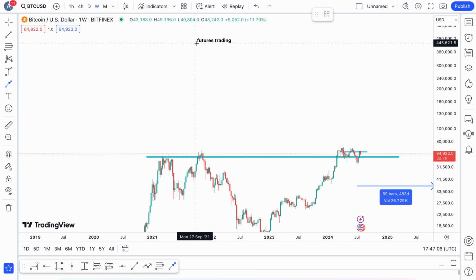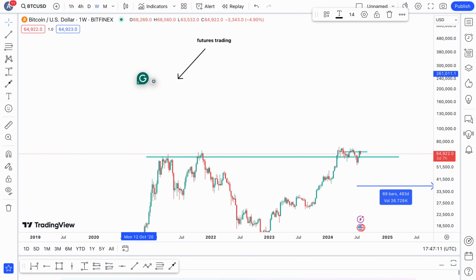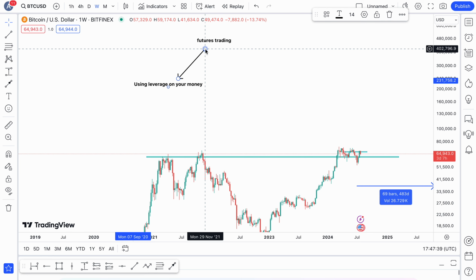So let me write this all down. Using leverage on your money. This could be an X2, an X3, an X4, an X10, an X20. I don't know, certain decentralized exchanges do even an X1000. There are certain gamblify platforms who as well provide X1000 leverage. So that's basically what futures trading is. You use leverage on your money.